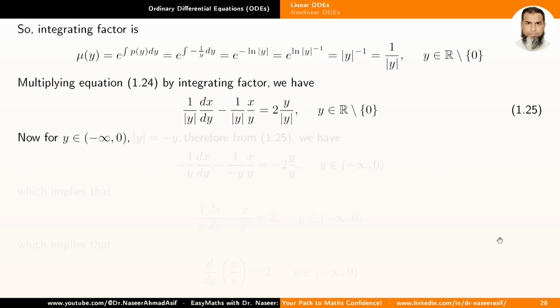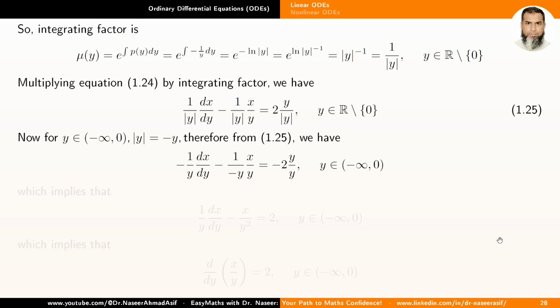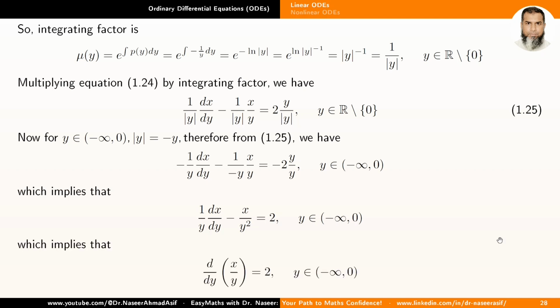Now for y belonging to minus infinity to 0 open interval, y absolute is equal to minus y. Therefore from equation 1.25 we have minus 1 over y ds by dy minus 1 over minus y into x over y is equal to minus 2 into y over y, where y belongs to minus infinity to 0 open interval. So 1 over y ds by dy minus x over y square is equal to 2, where y belongs to minus infinity to 0 open interval. Well, this can be expressed as d by dy of x over y is equal to 2, where y belongs to minus infinity to 0 open interval.